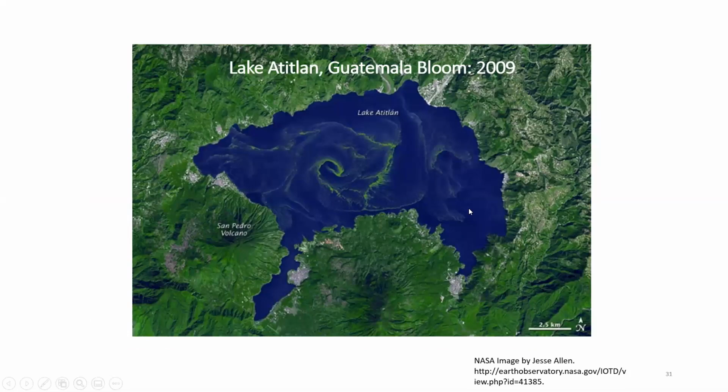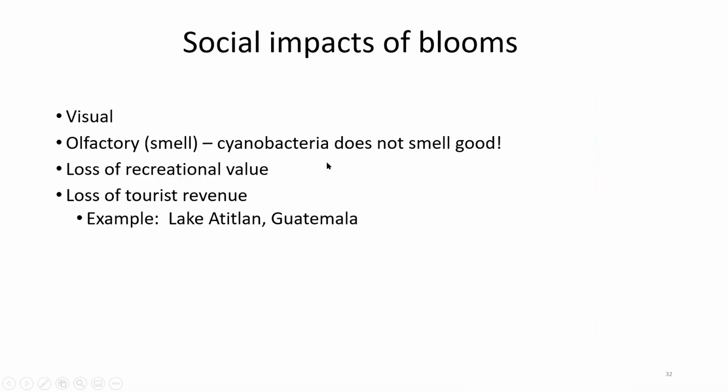This is an example in Lake Atitlan in Guatemala. And again, you can see that bloom here, and this really impacted tourism for this lake. So there are social impacts for these blooms, not just medical impacts, right? It doesn't look great, they don't smell great, and you can lose a lot of money on tourism.